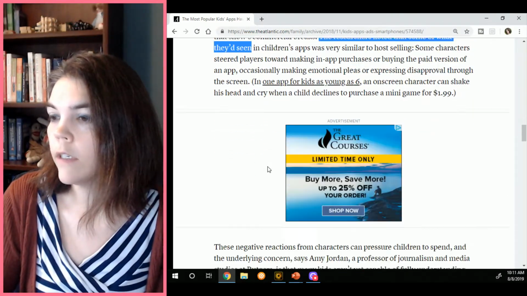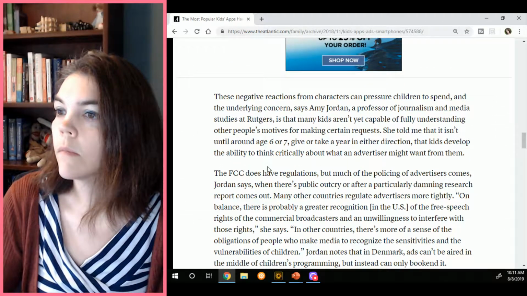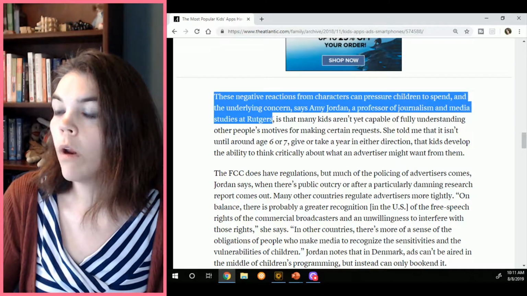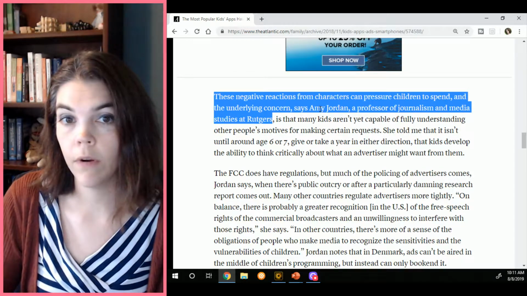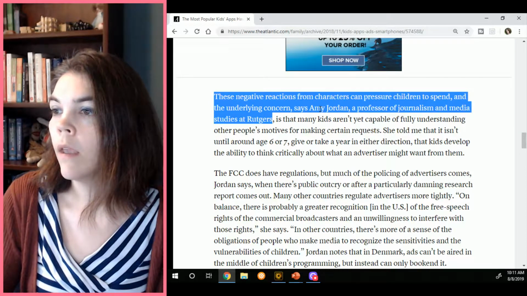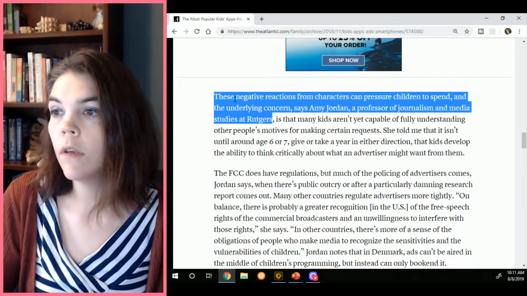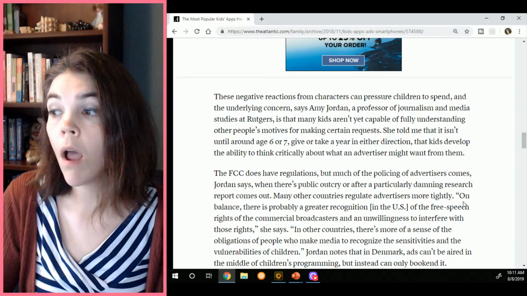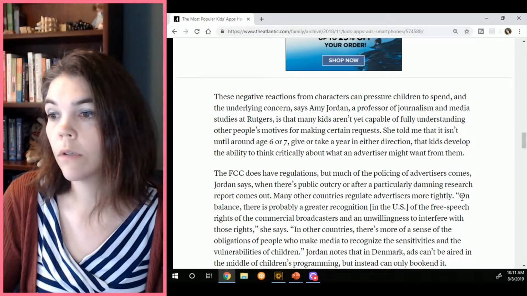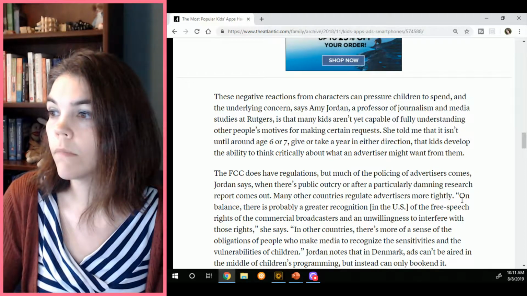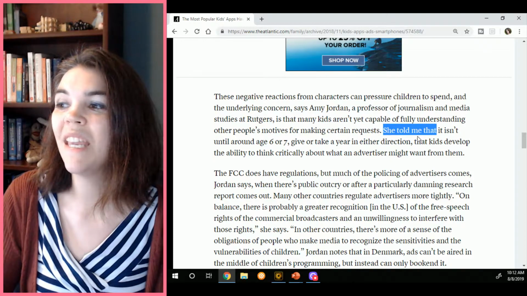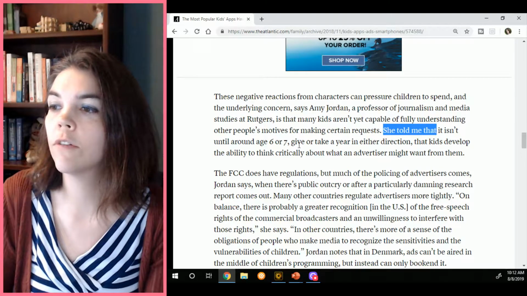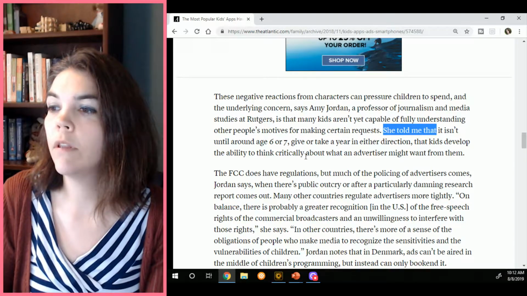What else can we find in here? Okay, so this is interesting. Here's an example where we have a professor, Dr. Amy Jordan, but you don't see quotation marks. So my guess here is that this is probably a paraphrase or a summary of what she said. And then later on in the article, we actually get some direct quotations from her. "She told me," me is the reporter, she told me that it isn't until around age 6 or 7 that kids develop the ability to think critically.